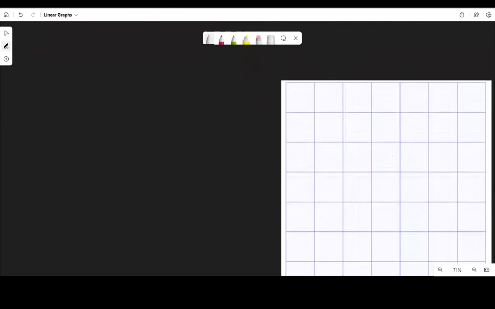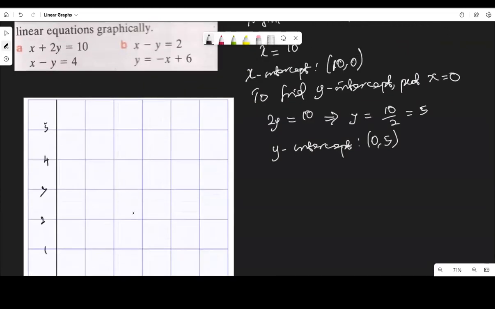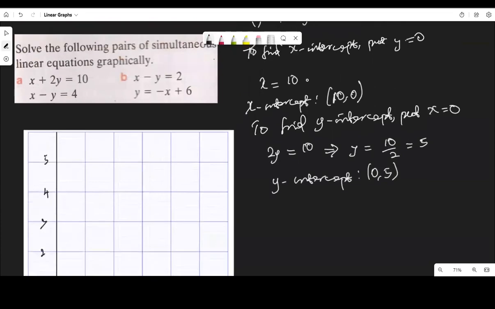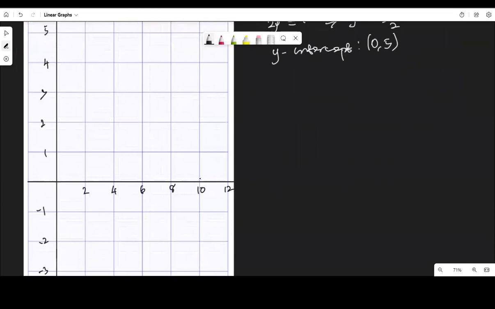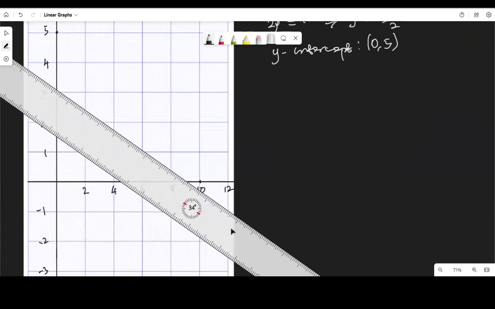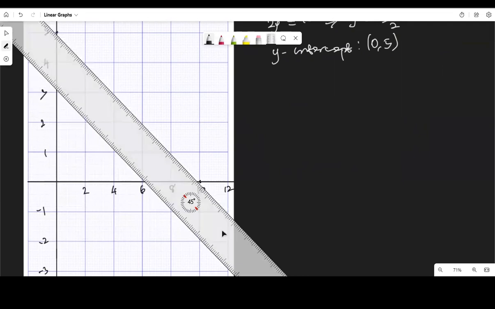So here is our graph sheet with the point marked on it. The next thing now is to plot the points we have. X-intercept is 10 and 0. Here is 10, so I'll mark 10 right there. Y-intercept is 0 and 5, which is here. So these 2 points is what I need to plot the graph. With my ruler, I will join them together.